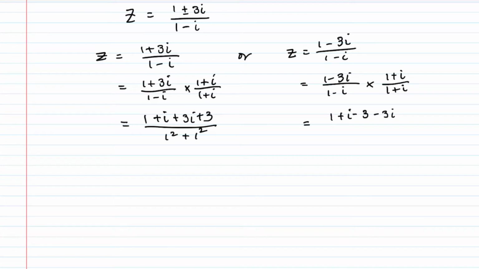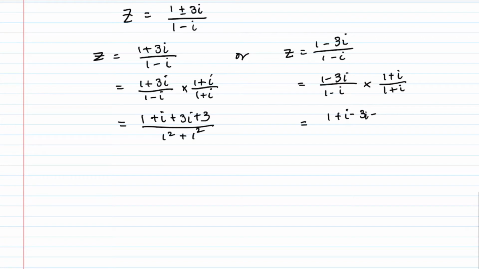Then this side will be 1 plus i plus, sorry, this should be minus 3i. Sorry, not minus 3i. It should be minus 3, plus 3, because i squared makes it a negative, so it's negative 1 times negative 1. Hence on this side, it will be minus 3i, but plus 3. That means this side should have been a minus 3 instead.